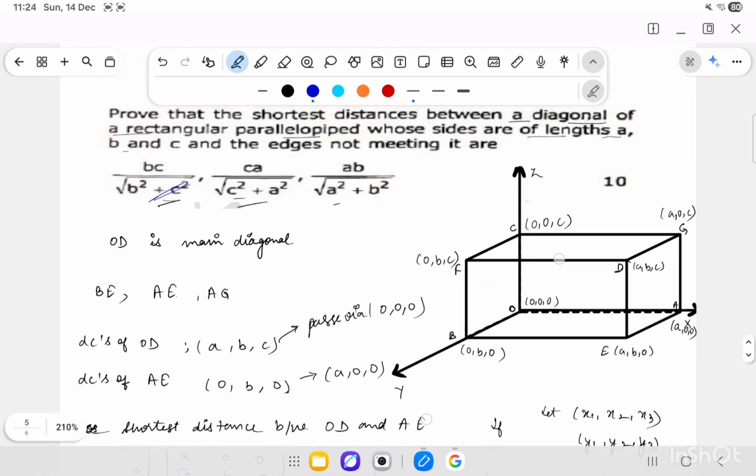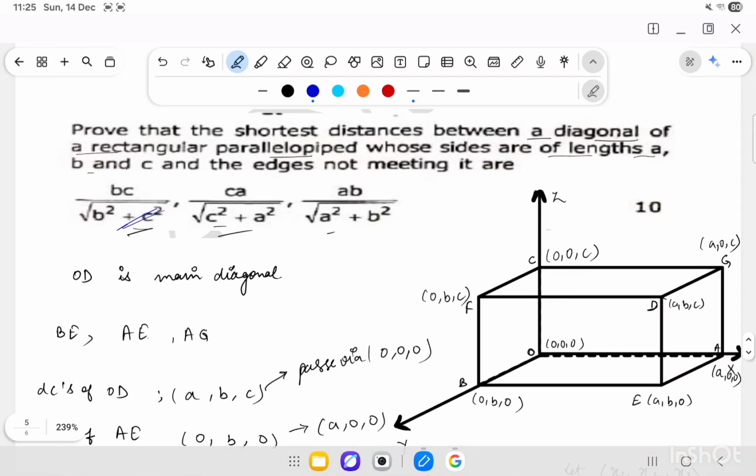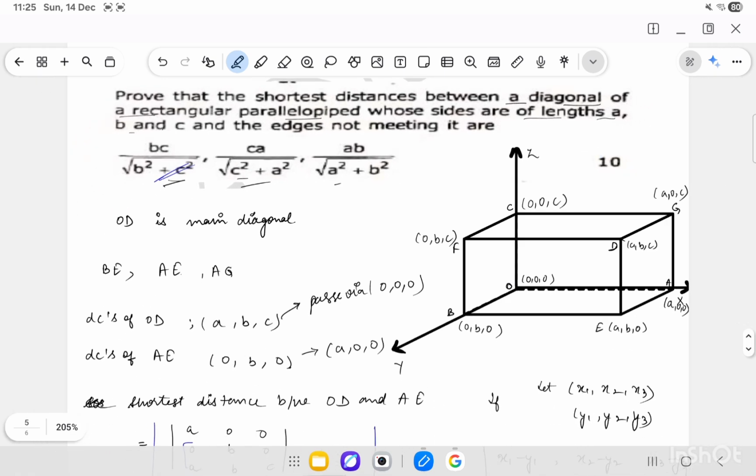So this completes the questions of basic vector algebra asked in both UPSC CSE and IFoS service examinations. So in the next video we'll see questions related to differentiation of vectors.